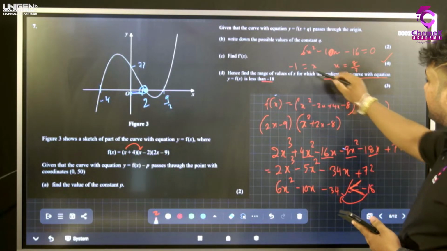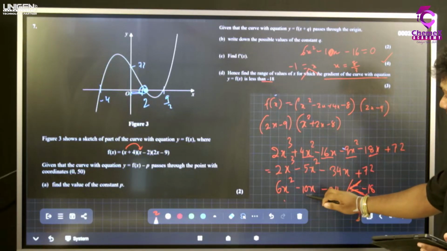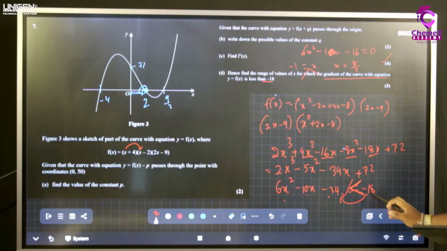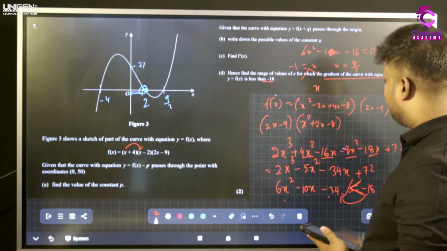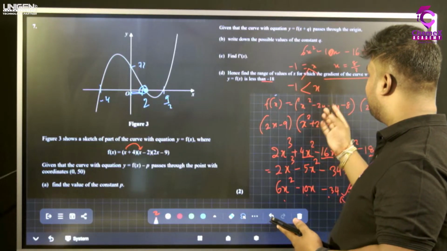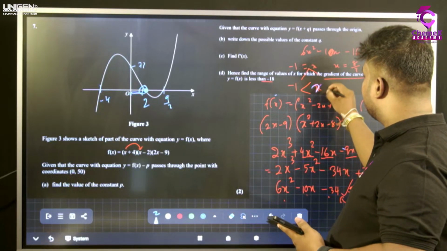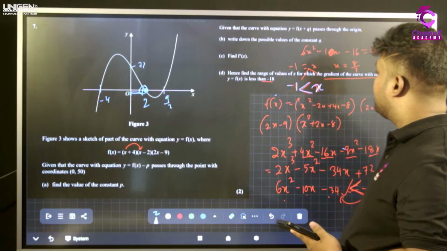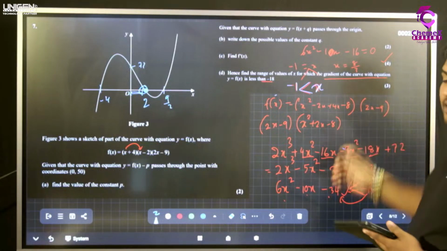So then take numbers on either side of this value. Let's substitute 0 here. If we take 0, we get minus 34. So is minus 34 less than minus 18? Yes. So x is what? Larger than minus 1. Did you understand or not? X is larger than minus 1, because when you put 0, you get minus 34.